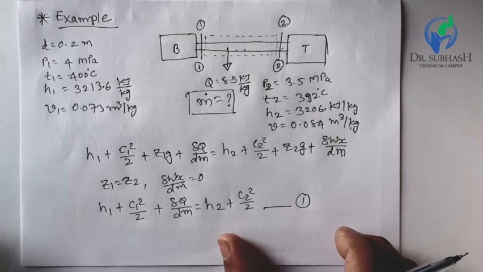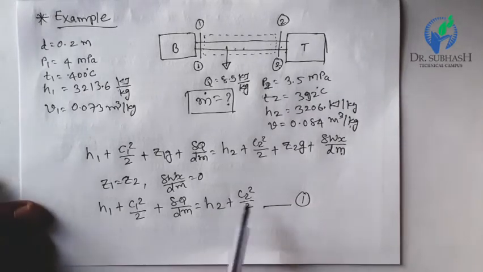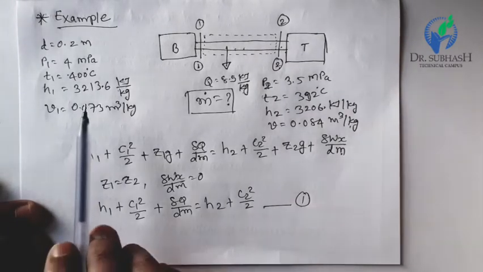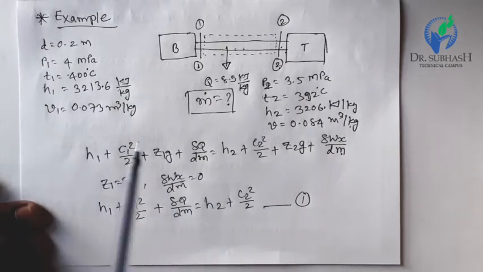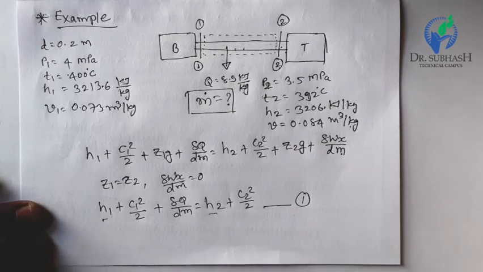Here, c1 square and c2 square, what data is given to us? Pressure is given, temperature is given, enthalpy is given. So h1 and h2 are both available, and velocities are v1 and v2. In this case, as the area is the same, the velocity should not differ much, but there is some difference. So let us first establish the relation, because we don't have either velocity, c1 or c2.